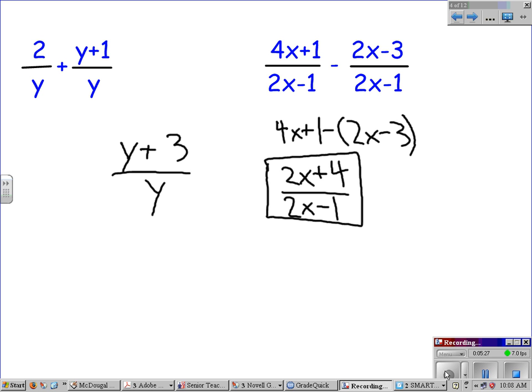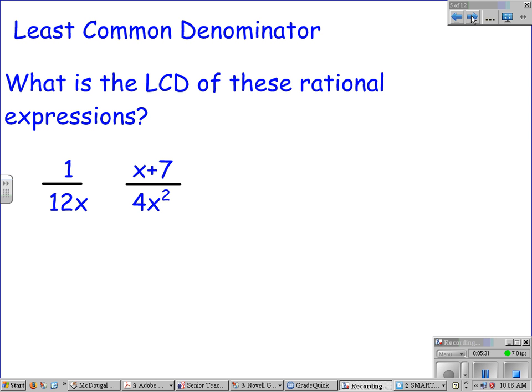On something like this, you could probably do it in your head. Okay, now we're going to start talking about least common denominator. When you think about least common denominator, think about the factors that one denominator has that the other one doesn't have. And may I say, the denominators are greedy. If one has it, the other one wants it. So you have to give it to them.